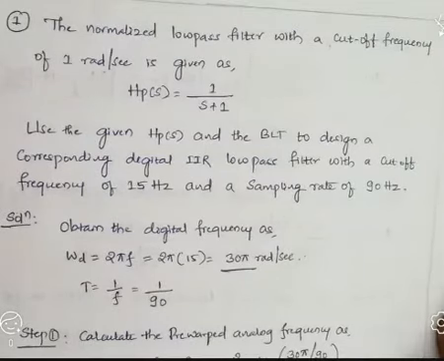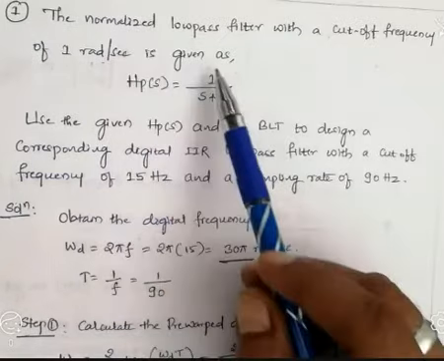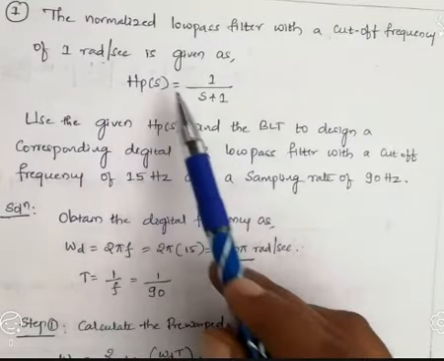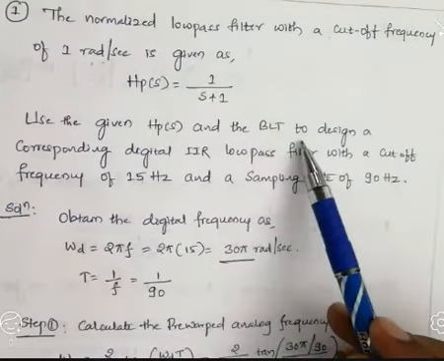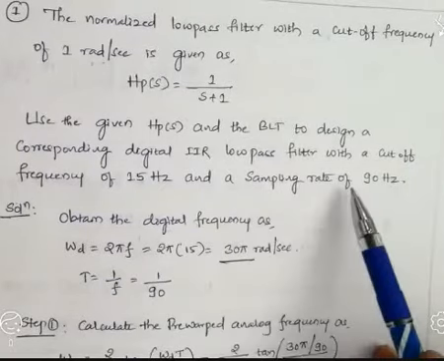The normalized low pass filter with cutoff frequency of 1 radian per second. As I told, normalized means the cutoff frequency is always 1 radian per second. The low pass filter is given as HP of S. Here P stands for prototype. HP of S equal to 1 divided by S plus 1. Use the given HP of S and BLT, bilinear transformation, to design a corresponding digital low pass filter with cutoff frequency of 15 hertz and sampling rate of 90 hertz.